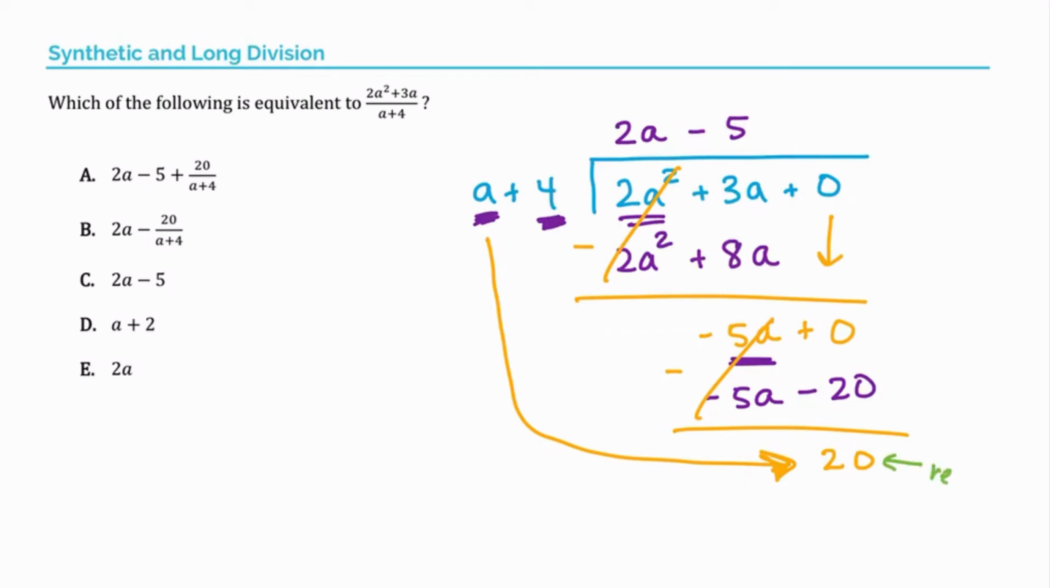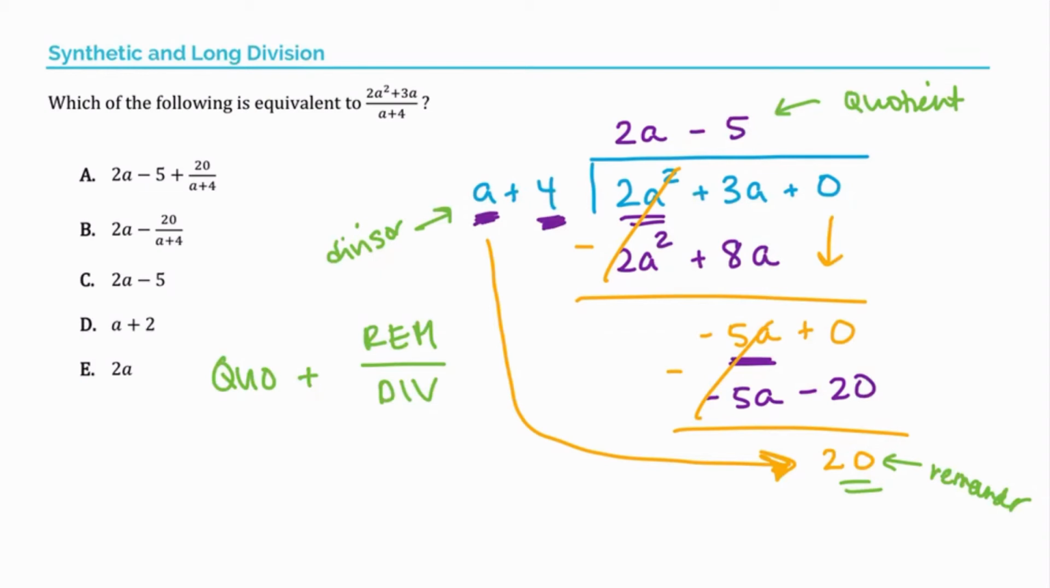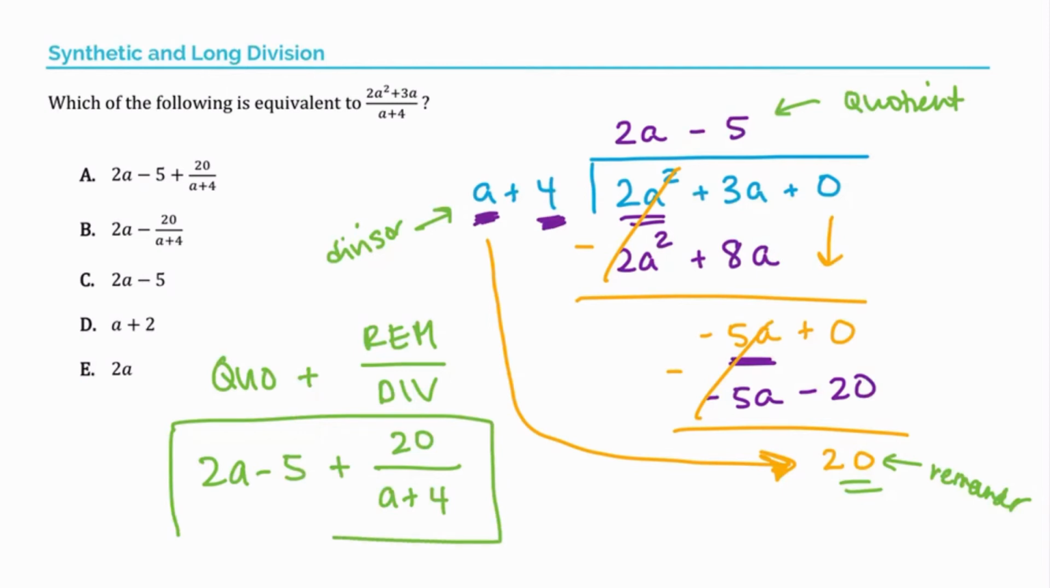So again, here's our remainder of 20. Up here, 2a minus 5, that is our quotient. And then over here, the a plus 4, oops, I can't spell divisor, sorry, that's our divisor. So remember, the final answer when you do long division is your quotient plus your remainder over your divisor. That means our answer is 2a minus 5 plus our remainder of 20 over a plus 4. So it looks like option A is the correct answer.